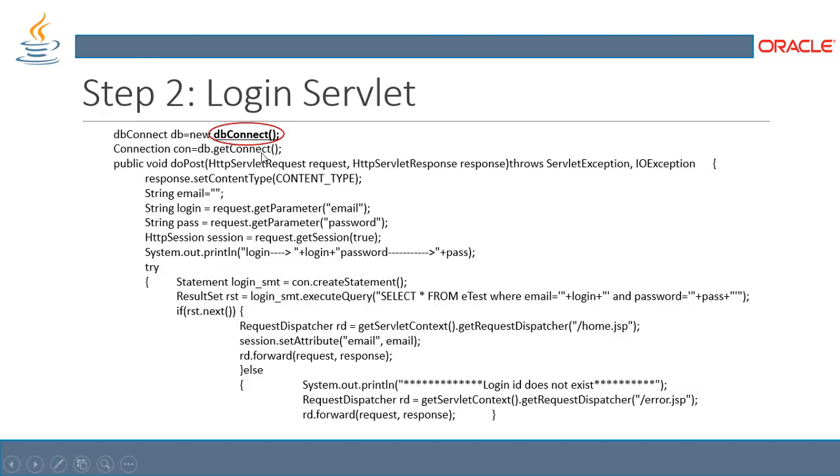Once the database is connected, all you need to do is verify and authorize the user with the email and password. Since we have maintained the session with the help of hidden values, we can get the parameters email and password. Then we verify with the execute query here, email and password, and if the authorized user is verified, it will go to the home.jsp.